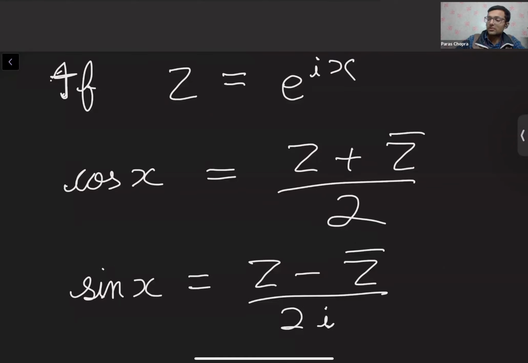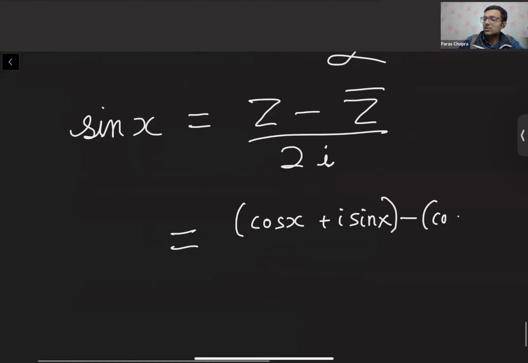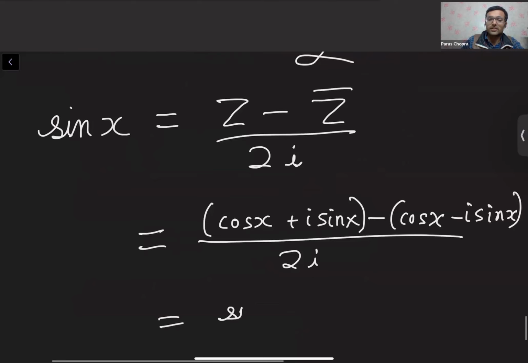ठीक है, तो इसको हम कैसे करेंगे? z को we will write as cos x plus i sin x, जैसे पहले किया था, and z bar को we will write as cos x minus i sin x, and divided by 2i करेंगे तो सिर्फ sine of x बचेगा, which is the right hand side.